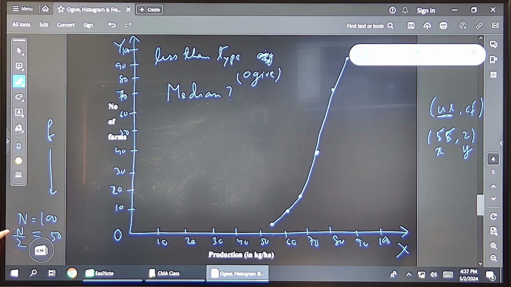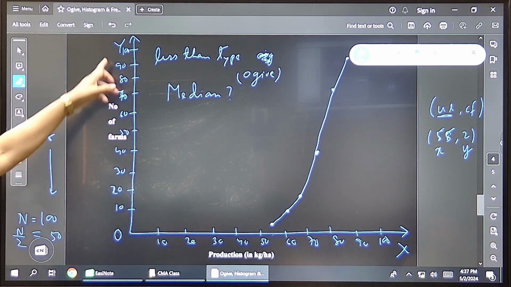What is this n? From where has it come? From f. What is this f? Number of farms. I repeat, this n was the total of f. Are you getting my point? N was the total of f. What was the f? F is, you can see in the question, number of farms.